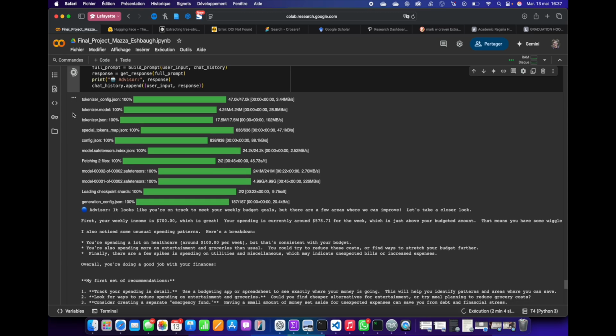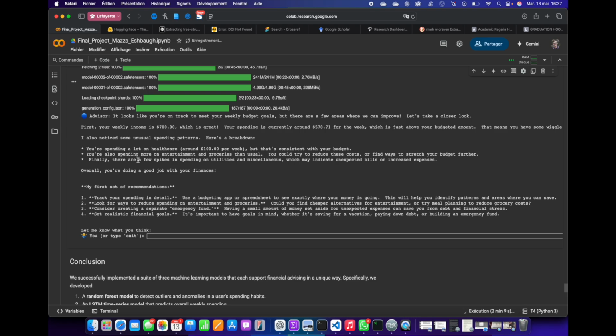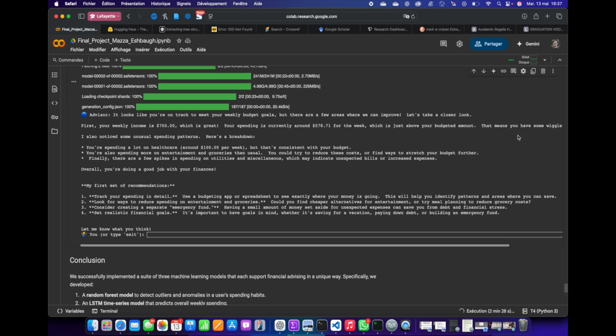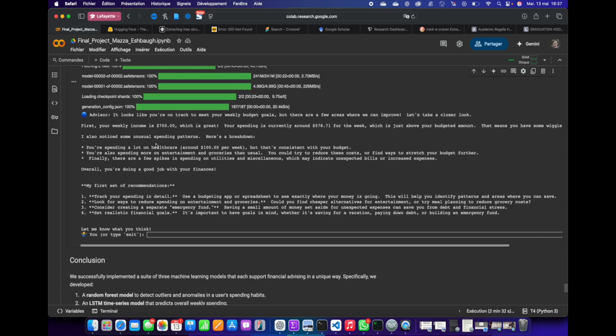Okay, so our LLM produced this first recommendation. I'm not going to read the whole thing out loud, but it points out that there's a few areas where we can improve our budget. So again, that weekly income that we mentioned earlier, the $700, and we spent around $600 for the week, which is above where we were planning to budget. So this means that we have some wiggle room for flexibility, and it also pulls out those anomalies that we pulled out earlier, the unusual spending patterns.